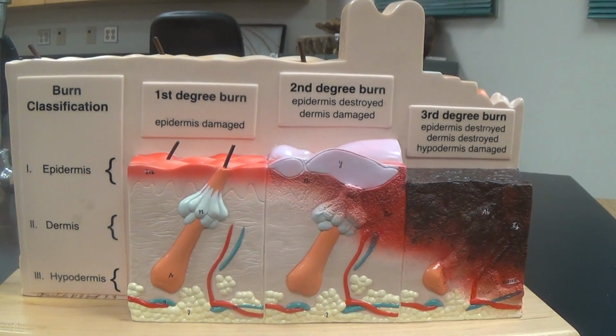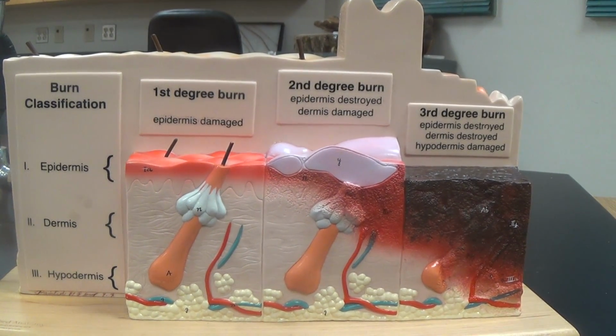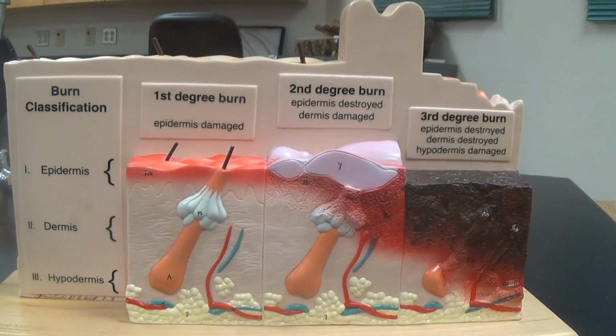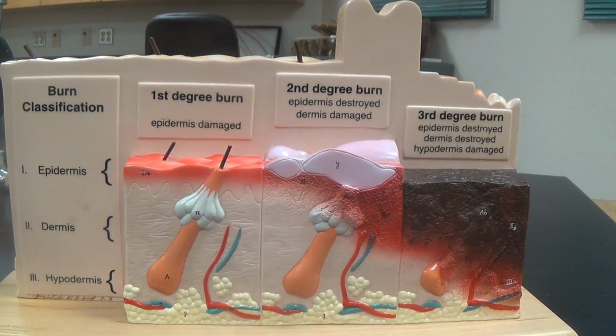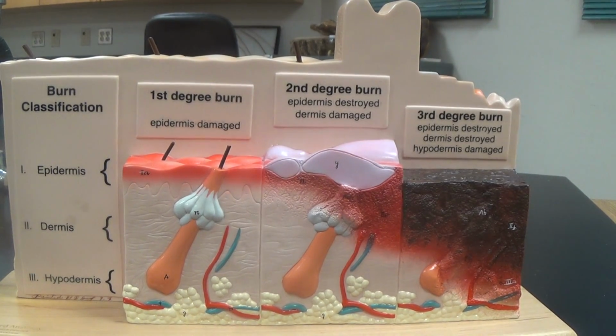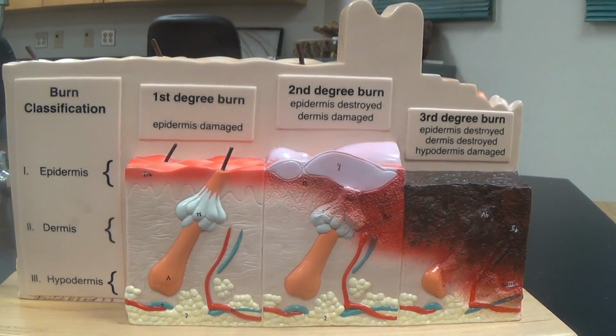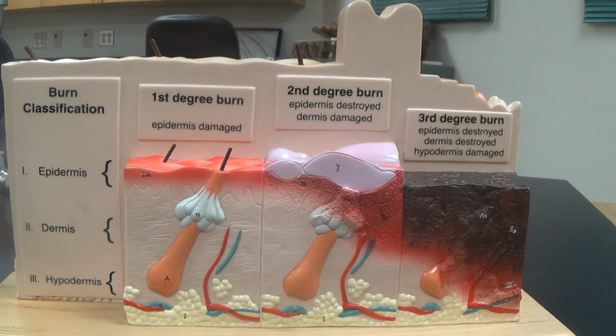Knowing that the stratum basale is part of the epidermis and is what creates tissue layers, it helps us understand why third degree burns are going to require intervention, and even why some second degree burns can require intervention.